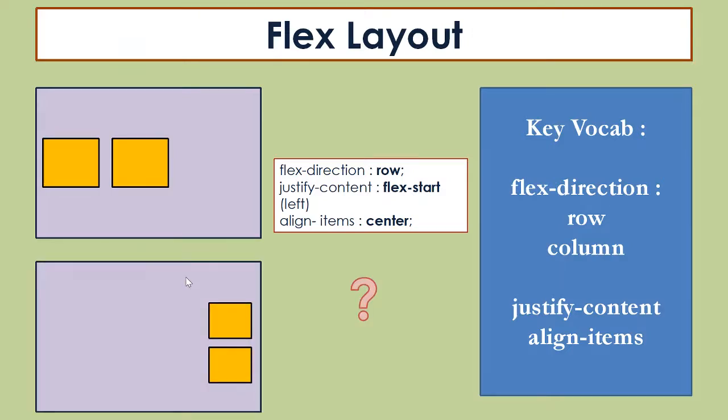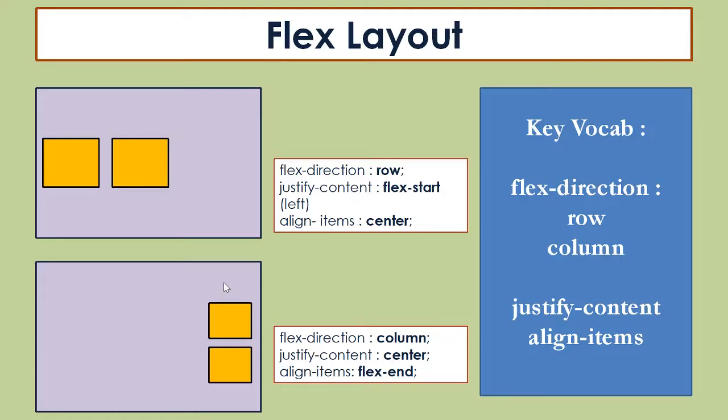Now have the same idea. These three properties: flex direction, is it row or column? Justify content, is it flex start, center, or flex end? And align items, again, is it flex start, center, or flex end? Pause the video, have a try. So hopefully you've paused the video. Let's have a look at the answers.